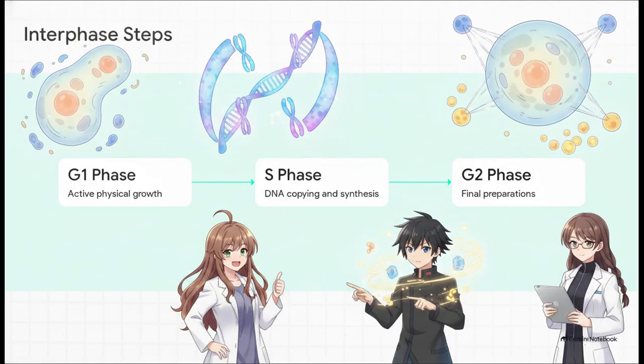Step one is the G1 phase, or gap 1. This is where the cell undergoes active physical growth and is highly metabolically active. Step 2 is the S phase, which stands for synthesis.